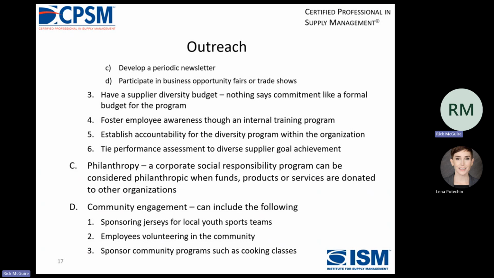Foster employee awareness through internal training, establish accountability, usually tying it to like commodity managers' goals, and performance assessment to diverse supplier achievement goals. So philanthropy, corporate social responsibility program can be considered philanthropic when funds, products, or services are donated to other organizations. Usually our philanthropy goes through the Piggott Foundation. Community engagement can include the following: jerseys, volunteering in the community programs such as cooking classes, etc.